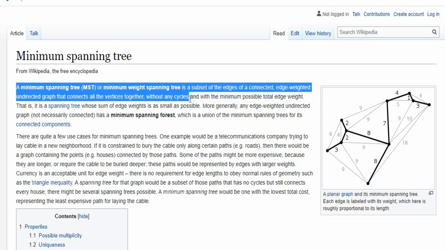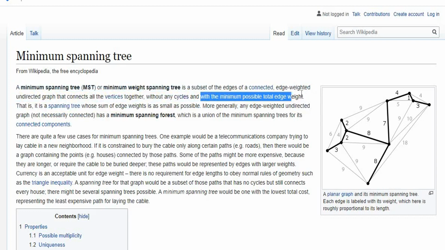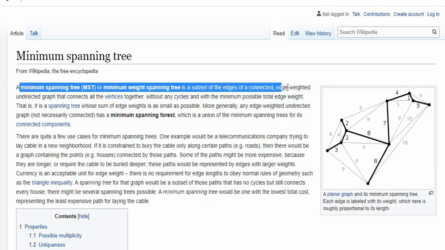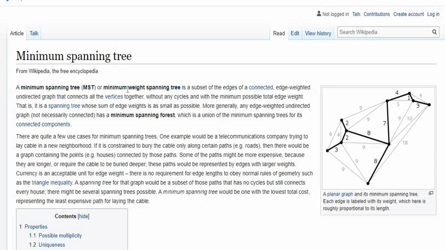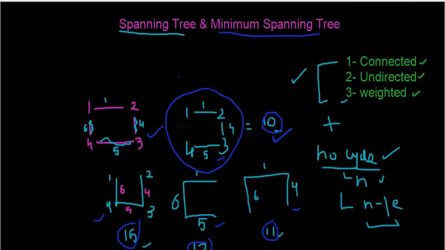So यहाँ तक की जो डेफिनेशन है वो स्पैनिंग ट्री की डेफिनेशन है, राइट? And if I add this extra condition, that is with the minimum possible total edge weight, right? So this will be the definition of a minimum spanning tree, right? So out of all the spanning trees, we will consider the spanning tree which is having the minimum possible total edge weight, right? So this was all about minimum spanning tree.